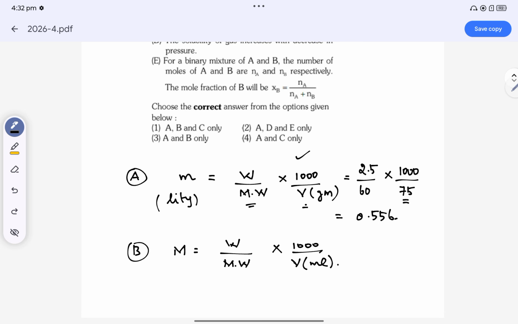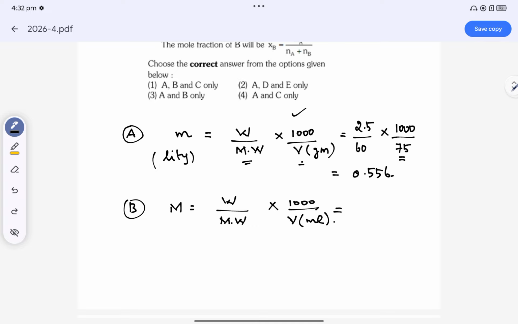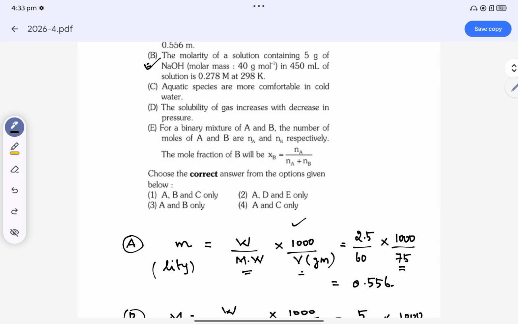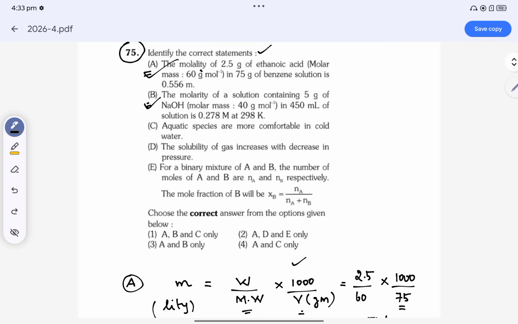And next one, molarity. They are asking molarity. In this case, I am substituting the values. The weight of the solute is given as 5 and the molecular weight of the solute is found to be 40,000, divided by the volume of the solution in ml. They had given here 450 ml. On solving this problem, we are getting the value as 0.278. It is denoted by capital M, molarity. Here also the same, so this one is correct and this one is correct.